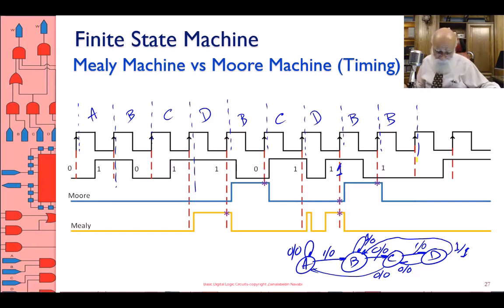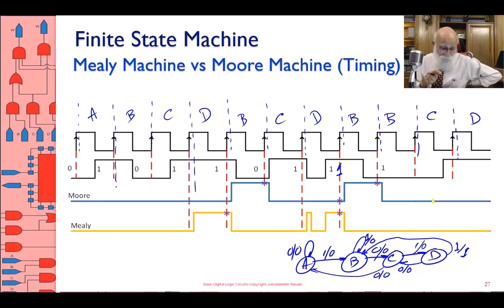And when I am in state B, a 0 on the input takes me to state C. When I'm in state C, a 1 on the input takes me to state D. Okay? These are the Mealy machine states. And if you look at the Moore machine states, they were different than this. And I'm showing the output of the Moore and output of the Mealy. Now let's look at the output of the Mealy.